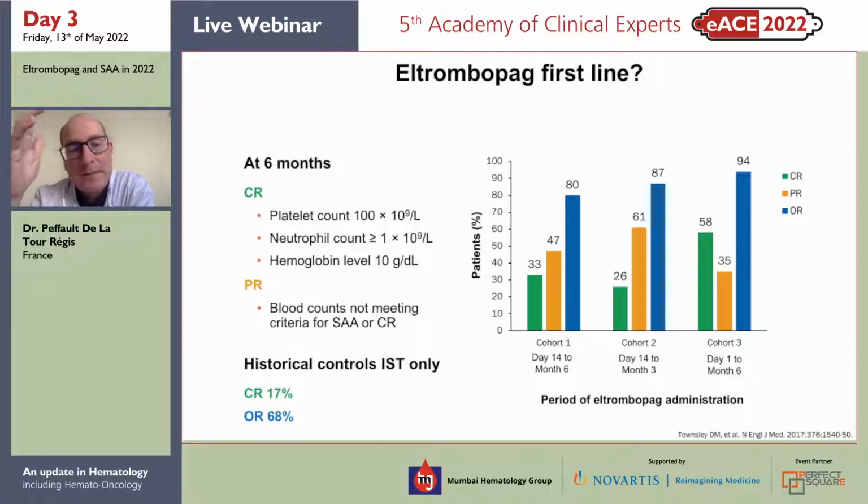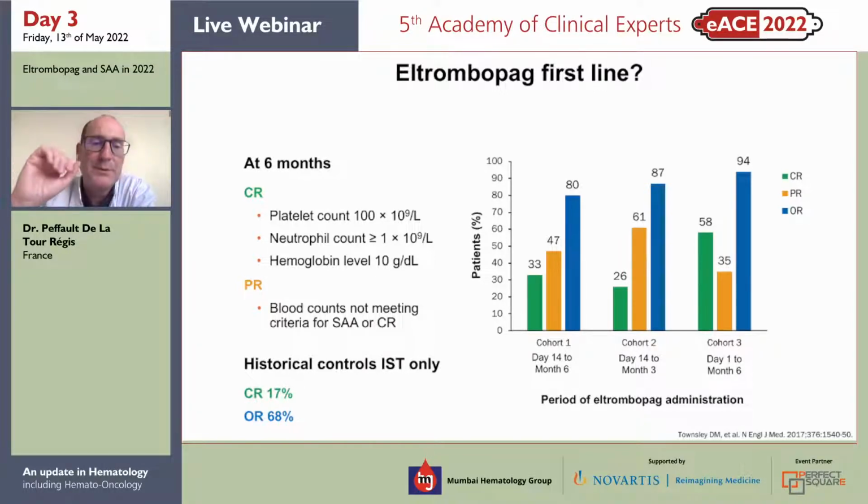First of all, let's come back to the criteria for response, because there is some discrepancy between US investigators and European investigators. For complete response, we all agreed on those criteria. It's normal CBCs, presenting with platelet counts above 100,000, neutrophils, and hemoglobin at 10 grams per deciliter at 6 months. We all agree on those criteria.